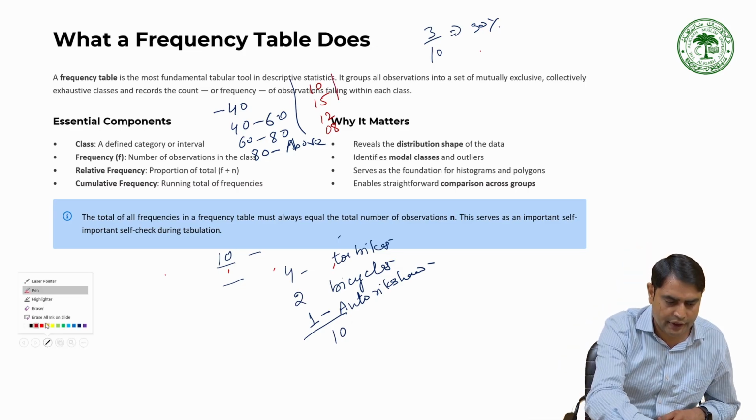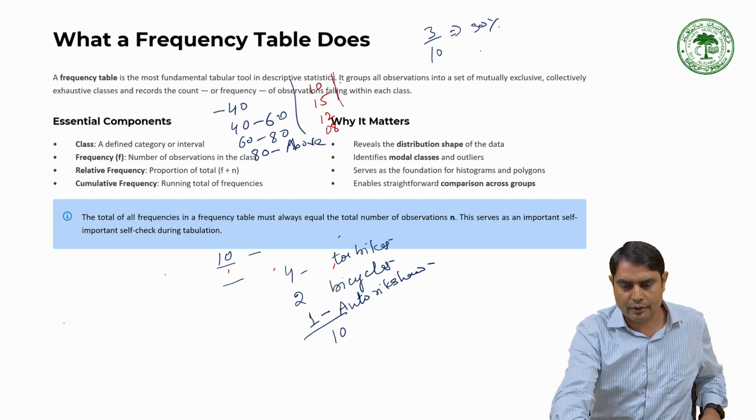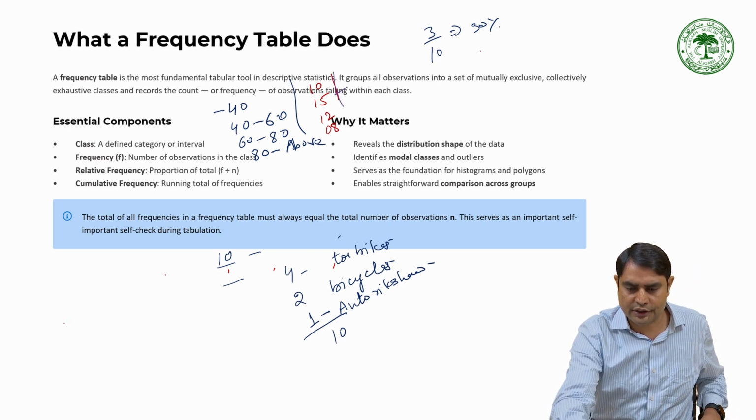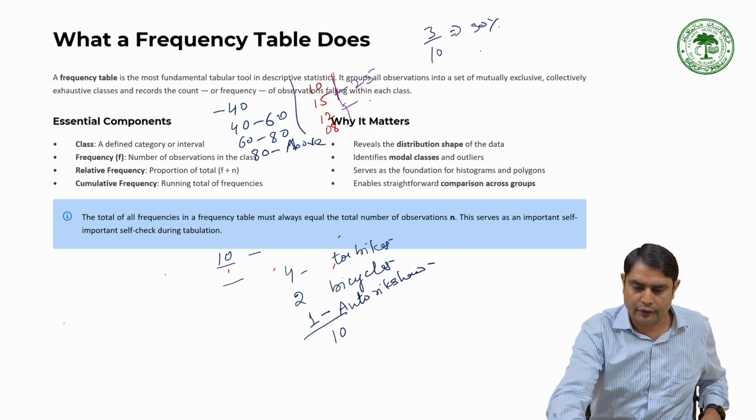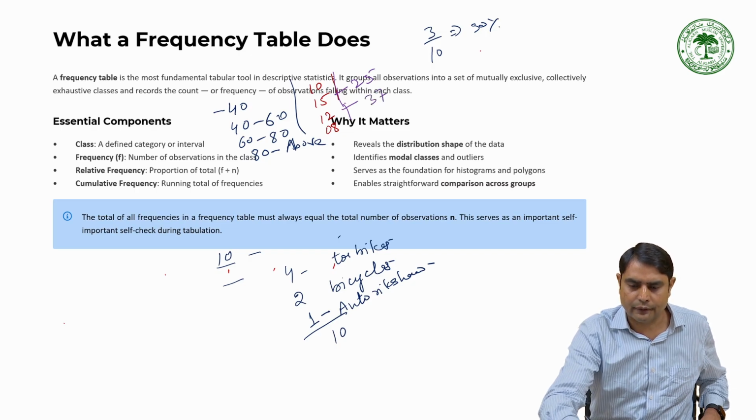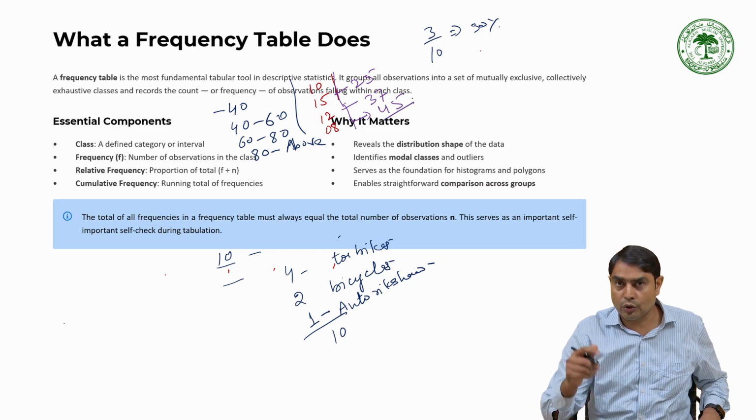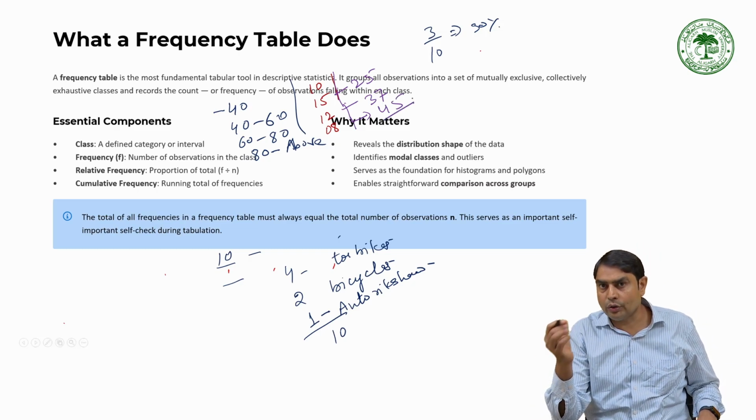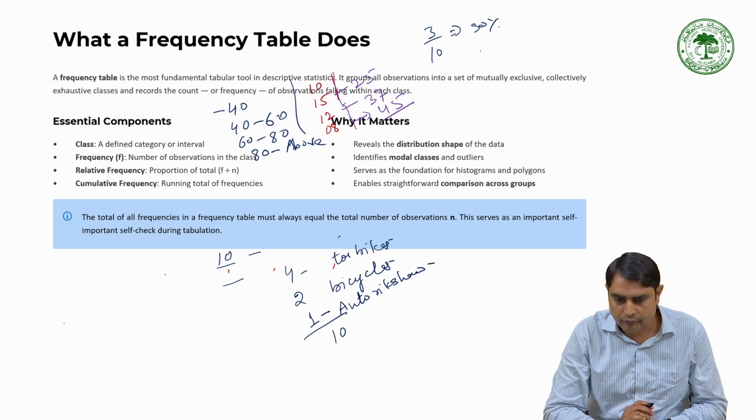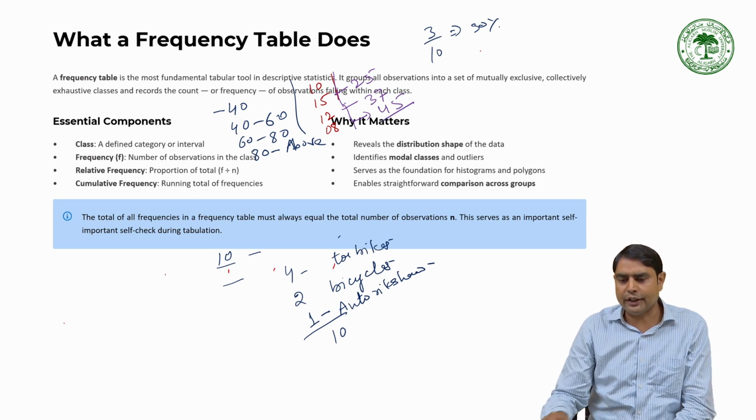So the cumulative frequency in this case is how much? 10 plus 15, up to 60, is 25. Then the cumulative frequency of less than 80 is 25 plus 12, which is 37. And the cumulative frequency of less than 100 is 37 plus 8, which is 45. So the end value is also the total of the frequencies. Okay, so this is called cumulative frequency.